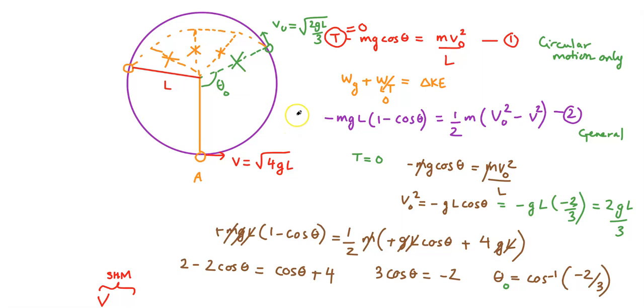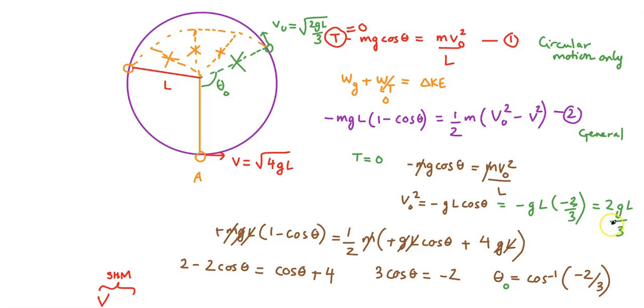We first assumed that circular motion may not be true all the way to the top. So we tried to find the point up to which circular motion is executed. By assuming the tension to be 0 and solving these two equations, we found the angle at which the tension becomes 0, which is cos inverse of minus 2 by 3, between pi by 2 and pi, so somewhere here. And we also found the speed of the bob when the tension becomes 0, which is square root of 2gL by 3.